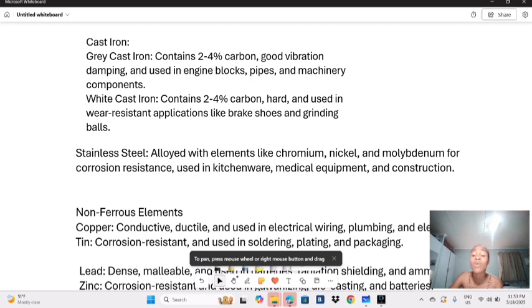Then we're going to move to stainless steel. We know that stainless steel is alloyed with elements like chromium, nickel, and molybdenum for corrosion resistance, and it is used in kitchenware, medical equipment, and construction. We are now going to move to non-ferrous elements.